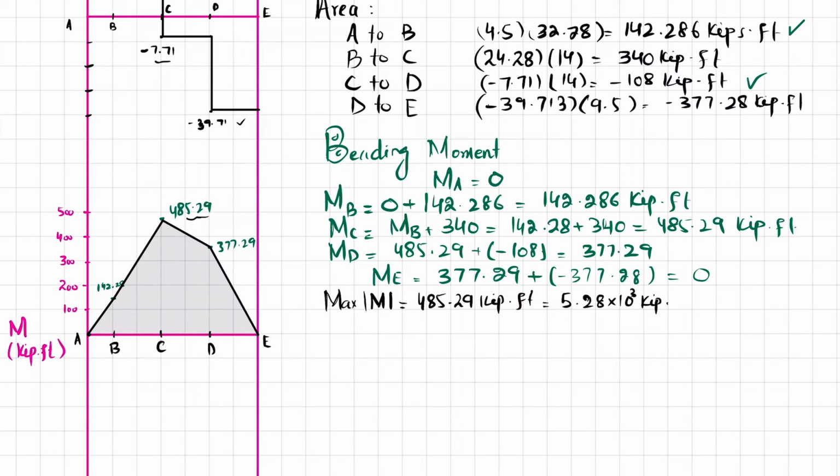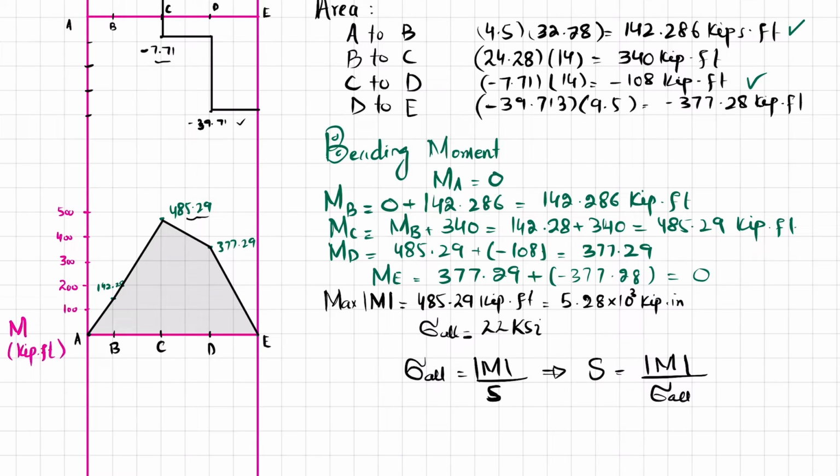And also sigma allowable, which was given in the data in the question, is 22 ksi. So from here we know that allowable stress is equal to M divided by section modulus, M divided by S. So from here you can see that S is equal to maximum bending moment divided by the allowable stress.